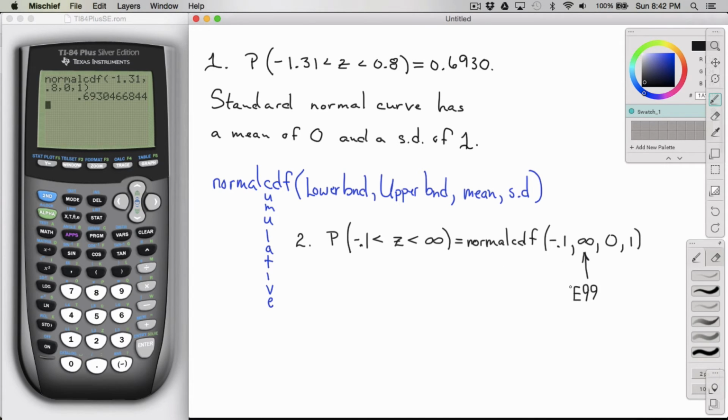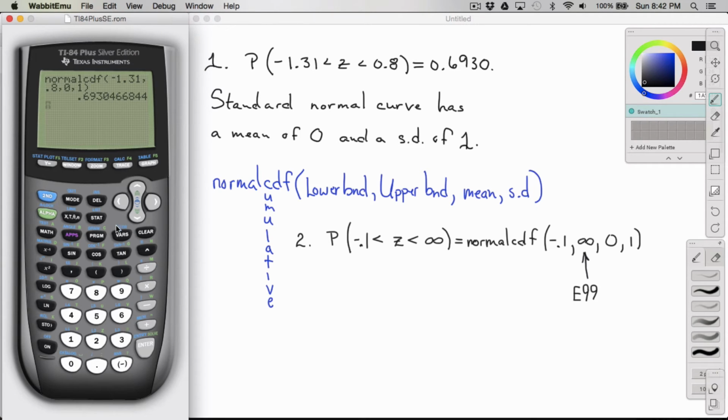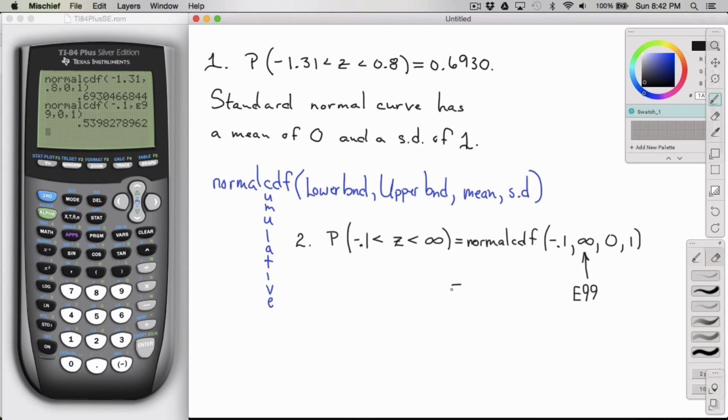So let's watch here on the left-hand side of the screen as we enter this information. Again, I'm going to choose second, distribution, and I want the second option, normal CDF. So I'm going to scroll down 1 and press enter. My left bound is negative, and I use the negative key, 0.1, followed by a comma. To get to E99, I type second, EE, but notice it only gives me a single E, type 9, comma, the mean is 0, comma, standard deviation is 1. I close that with a right parenthesis and press enter. And so I would say that my answer is 0.5398. That seems about right because we know that negative 0.1 would be slightly over half.